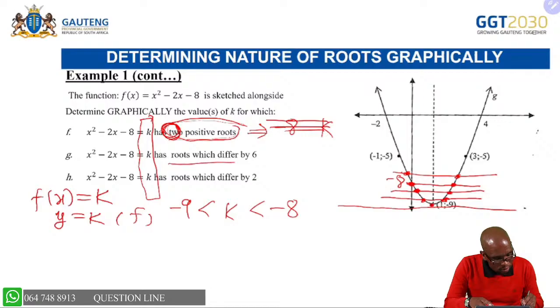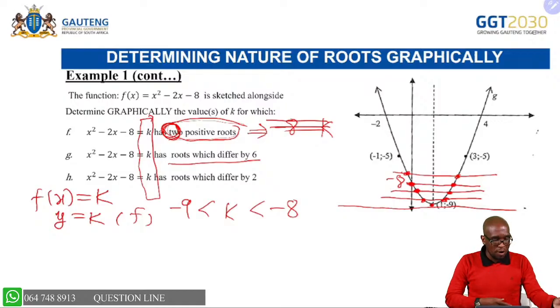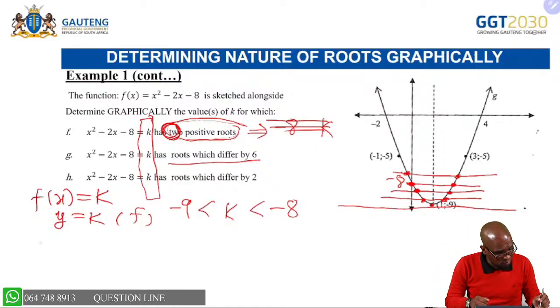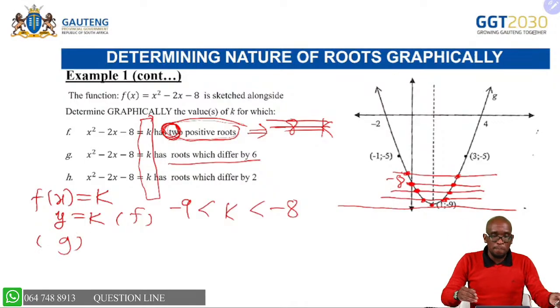Now another variation, roots which differ by 6. What is y when the roots differ by 6? You are given the values of x, you want to know what y is when x exhibits that specific behavior. I'm looking at g now. We're saying the roots would differ by 6.